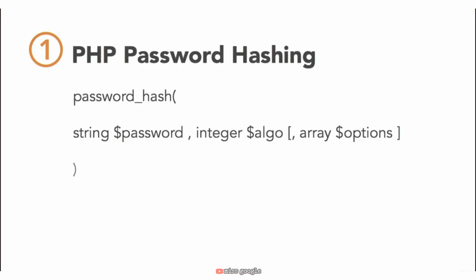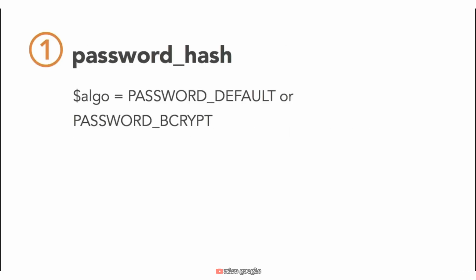So password_hash takes 3 inputs, only 2 of which are required. The first is the password that you're hashing, the second is the algorithm to hash the password, and the third is an optional array of options. Password is pretty simple, it's simply the basic string. The algorithm parameter takes an integer. However, PHP provides a few constants to make this easier to work with.